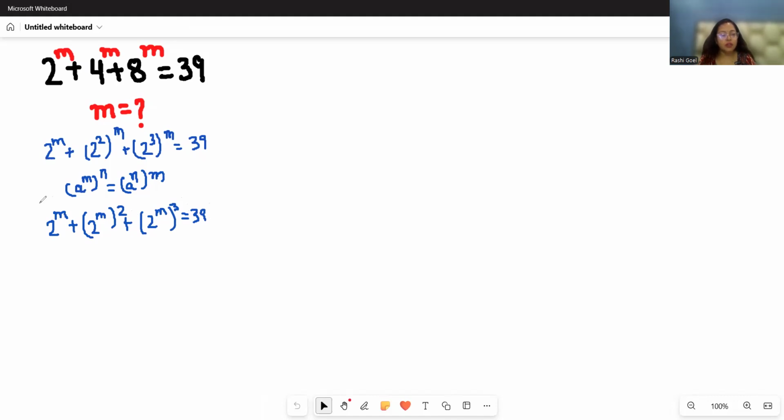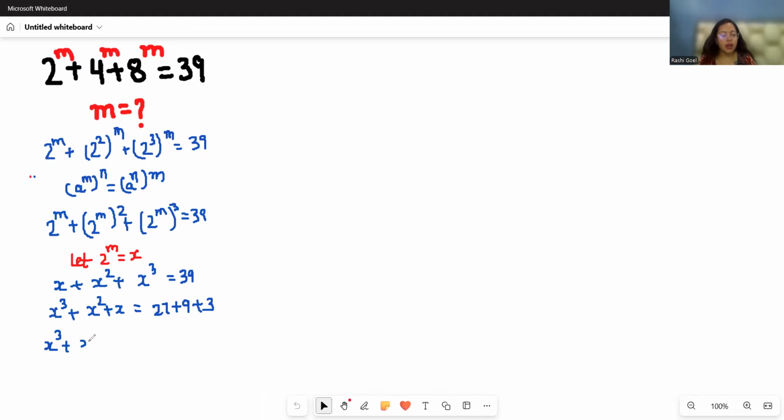Now I am taking substitution. Let 2 power m equal x. So it becomes x plus x square plus x cube equal 39, or we can write it as x cube plus x square plus x equal 39, as 27 plus 9 plus 3. So x cube plus x square plus x equal 27.